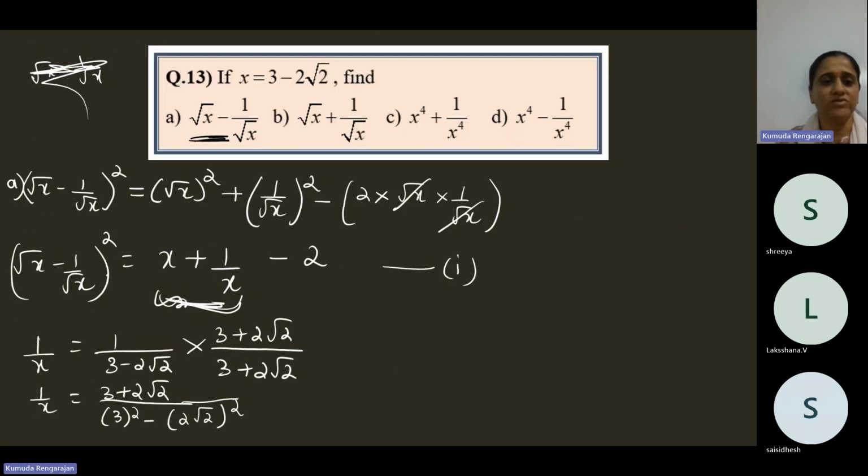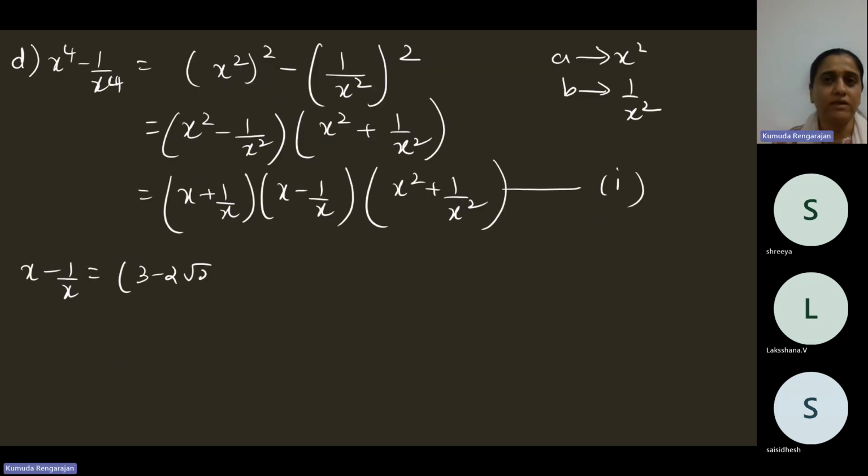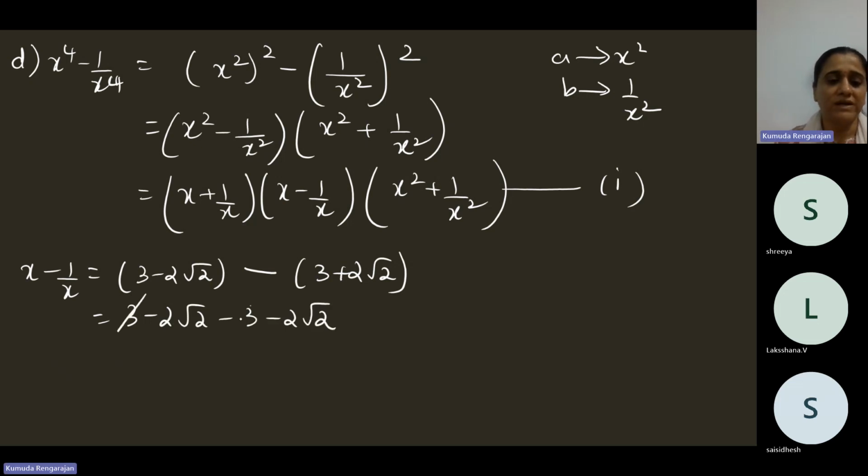x is given to us in the question, 3 minus 2 root 2. x is 3 minus 2 root 2 and 1 by x is 3 plus 2 root 2. Now this is x minus 1 by x. So 3 minus 2 root 2 minus 3 minus 2 root 2, plus 3 minus 3 is 0. Minus 2 root 2 minus 2 root 2 is minus 4 root 2. So the value of x minus 1 by x is equal to minus 4 root 2.